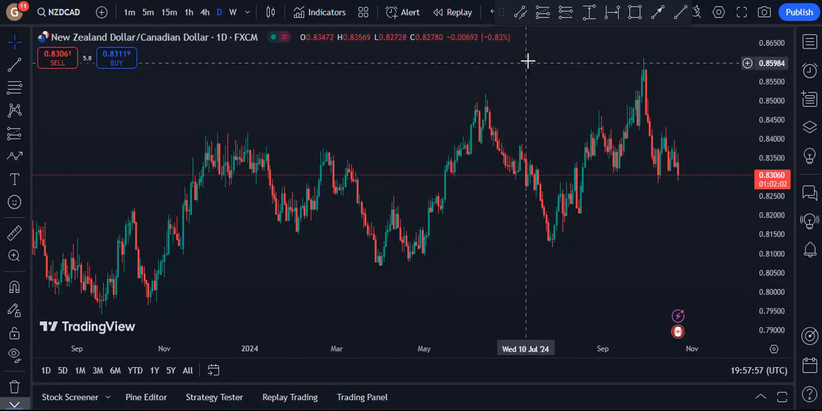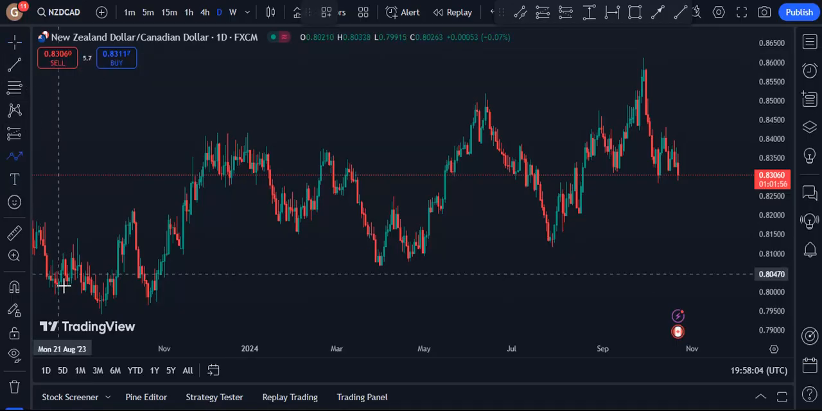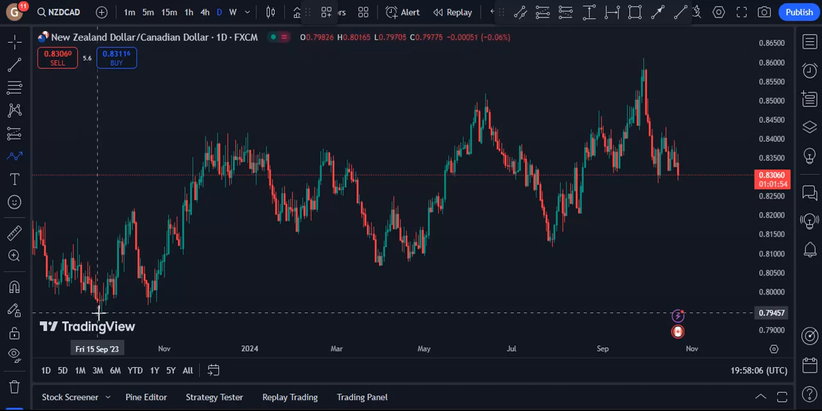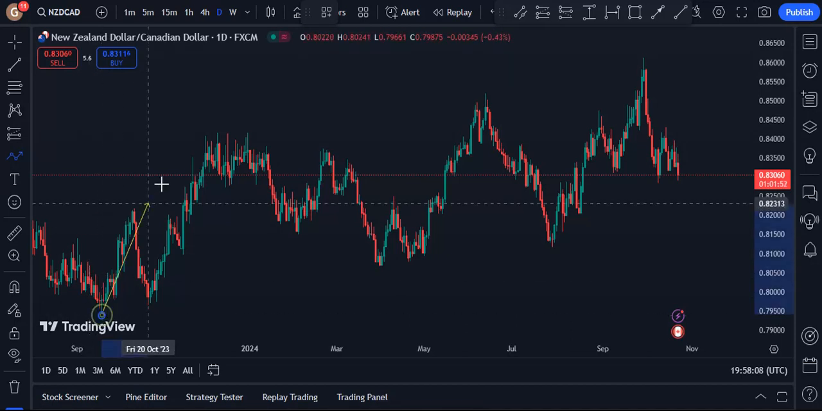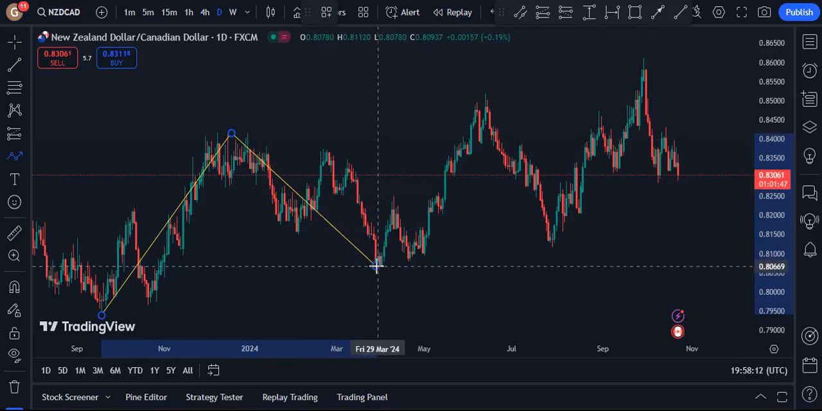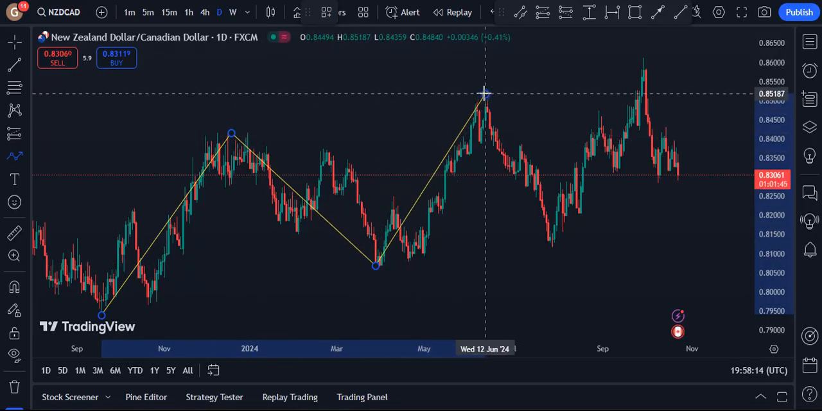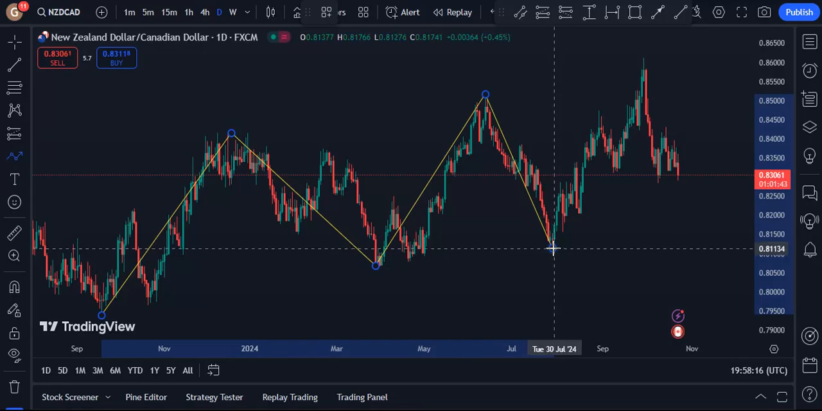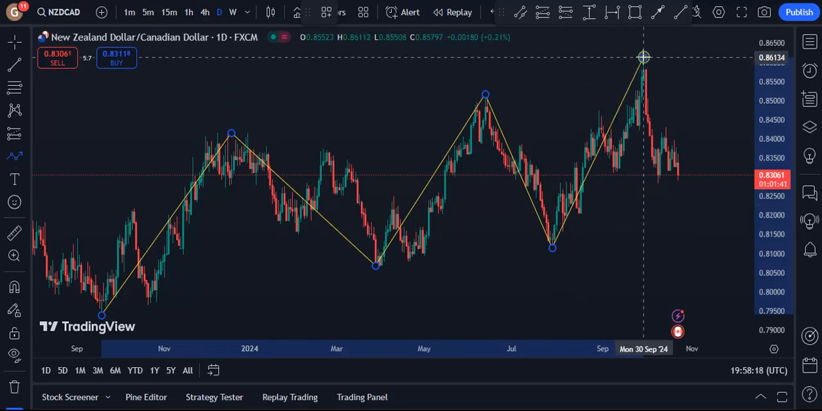So the first thing we're looking at to trade with the trend is that we are looking for market structure. With market structure, we expect price to make higher highs and then higher low, higher high, and then higher low, then higher high.